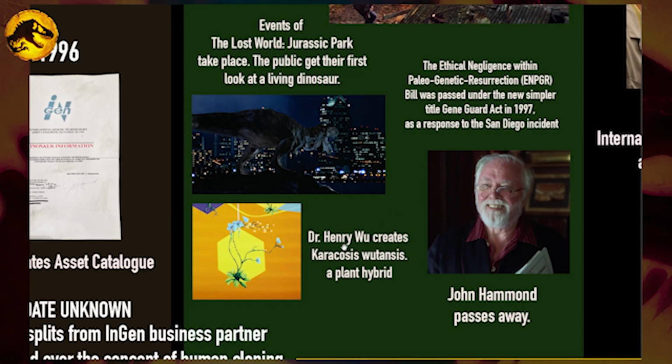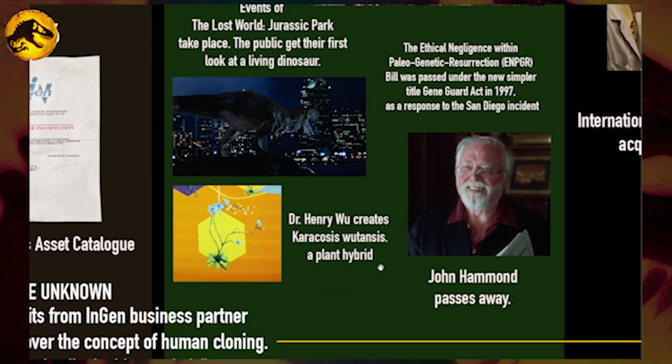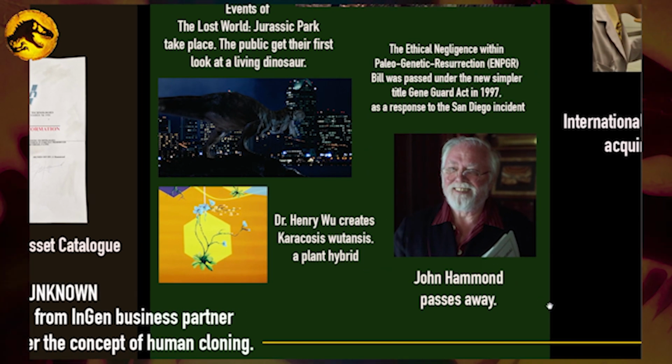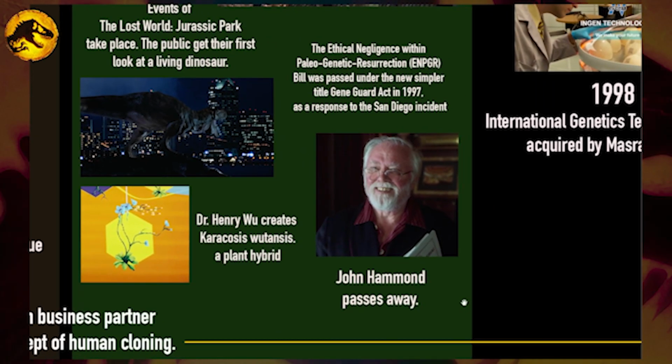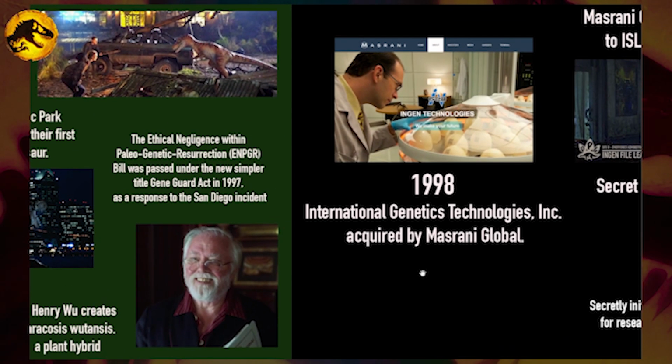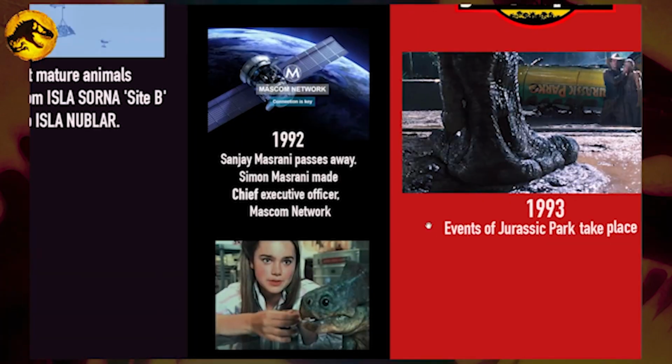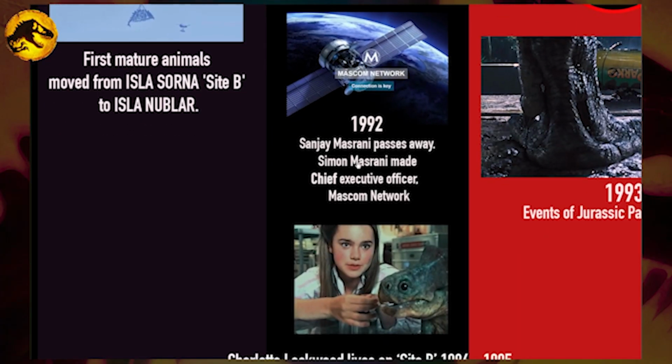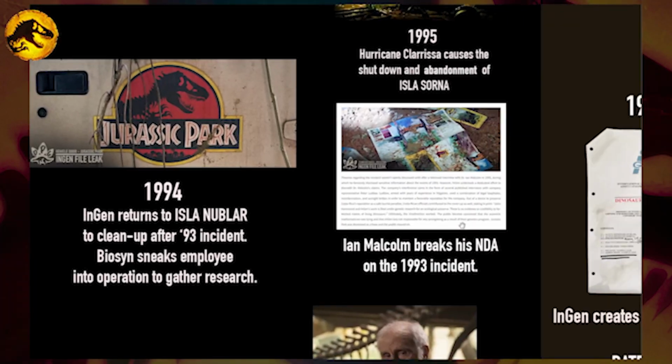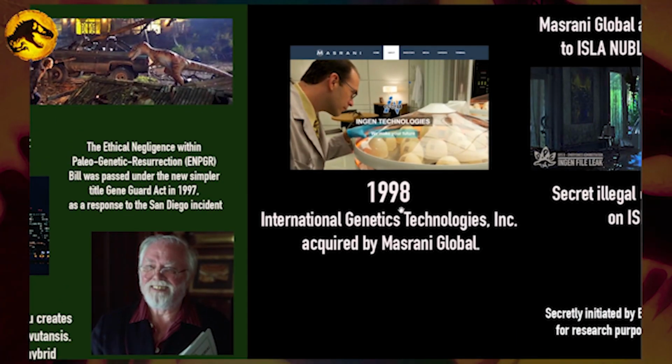It's also this year that Dr. Henry Wu creates Caracosis wutanus, a plant hybrid. So he takes two different species of plant and melds them together and creates a brand new species of plant. So he's on his road to creating hybrids right there. And this is also the year, right near the end of the year, I believe, John Hammond passes away. Okay, so 1998 is quite a pivotal year because International Genetics Technology is acquired by Masrani Global. So if we go all the way back to 1992, Sanjay Masrani died, Simon Masrani takes over the company, and then they buy out InGen, and that information can be found on masraniglobal.com.